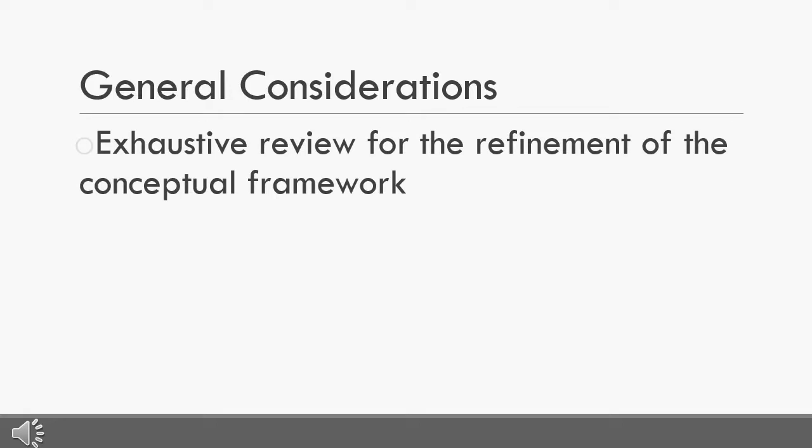You might be asking how much literature you need to review. There is actually no exact number of literature to review. Instead, you have to consider an exhaustive review such that you could refine your conceptual framework.